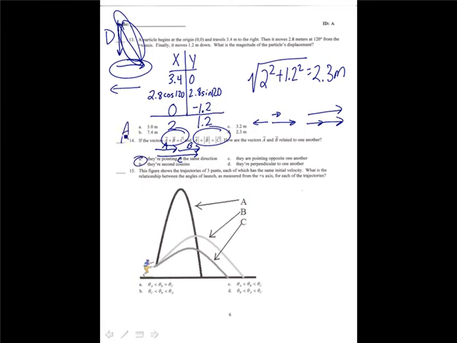This figure shows the trajectories of 3 punts, each of which has the same initial velocity. What is the relationship between the angles of launch as measured from the x-axis for each trajectory? Let's see, the correct answer here is B. You can go by looking at how high they go up in the air. Punt A has the highest trajectory because the angle is really big, bigger than 45 degrees. Then B had the next highest, and then C had the smallest trajectory, an angle that is less than 45 degrees. Alright, so the answer is B.